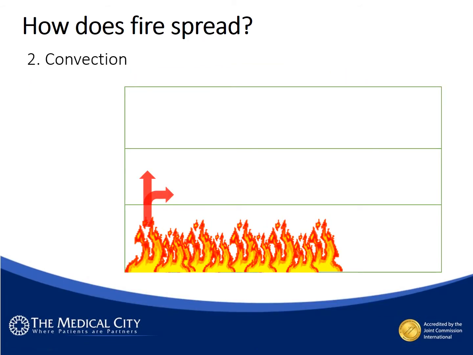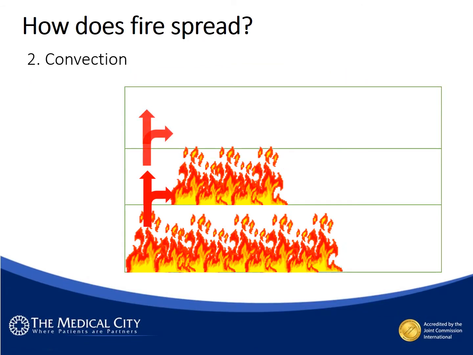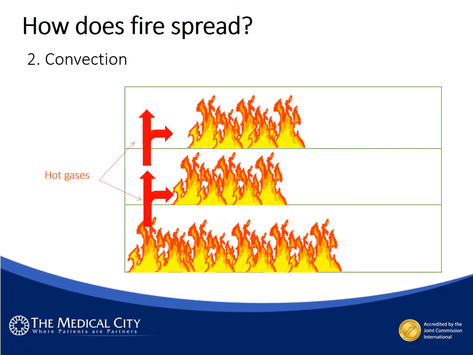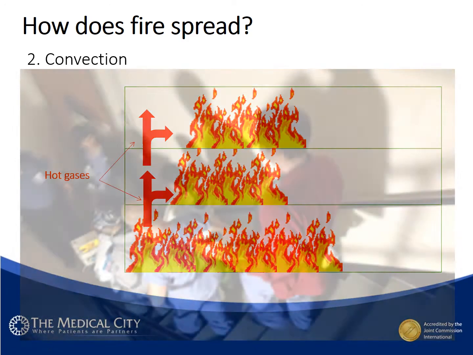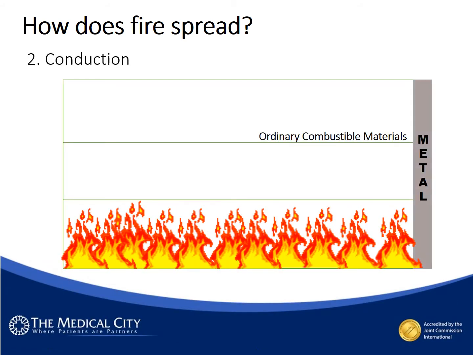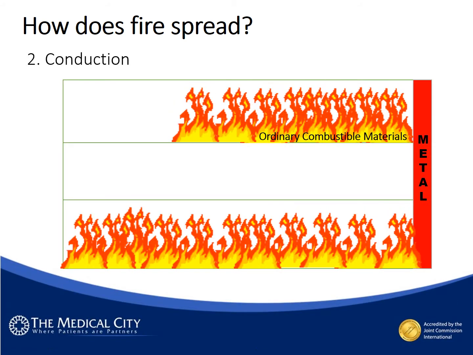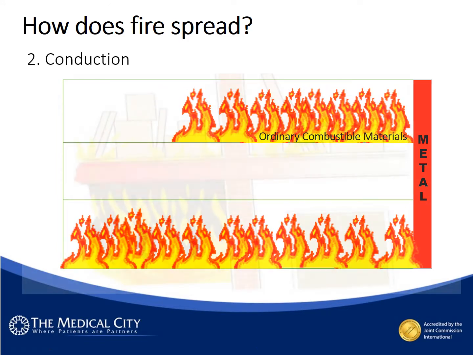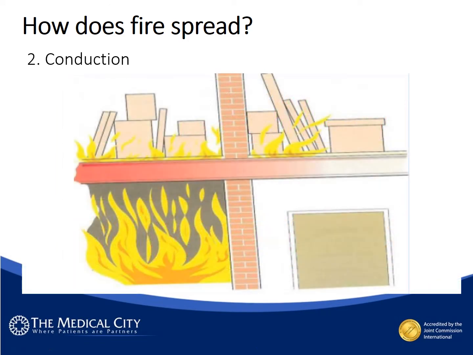Next is by convection. Convection is defined as the transfer of heat by the physical movement of hot masses of air. This is why we repeatedly teach everyone to always head downwards to get outside to a safer area. Last is conduction. Conduction is the spread of fire through direct contact between materials. An example would be when fire directly touches floor above and below its level.